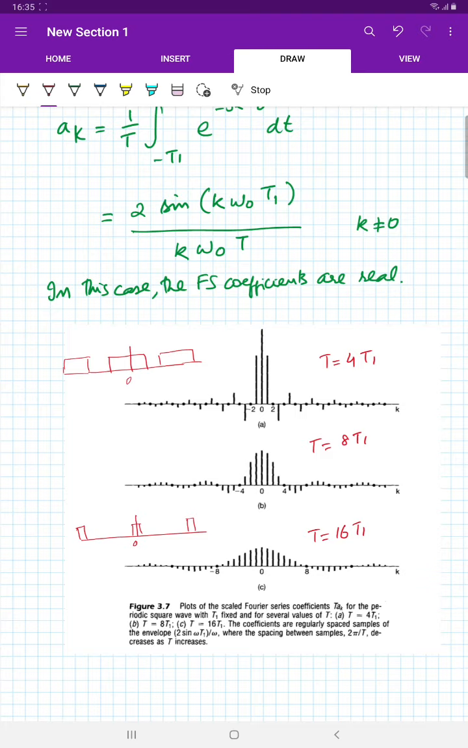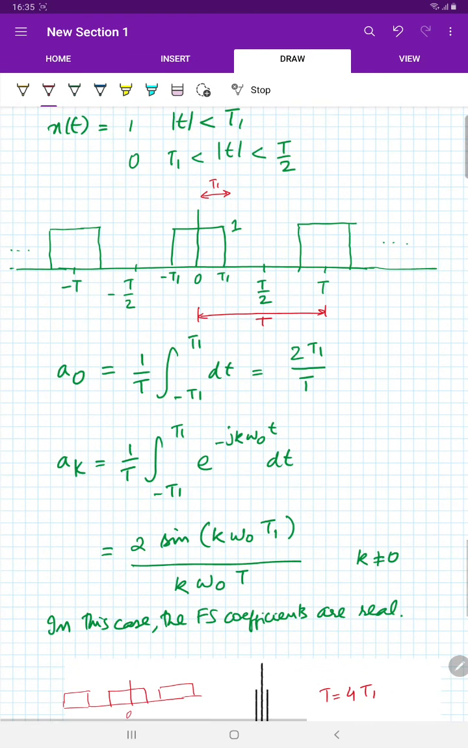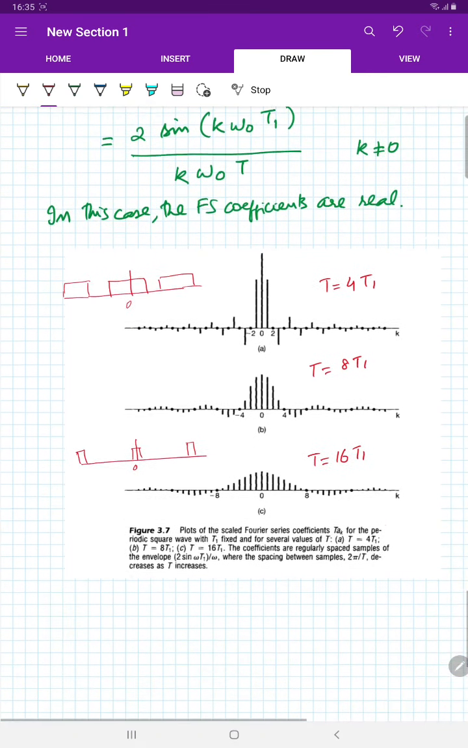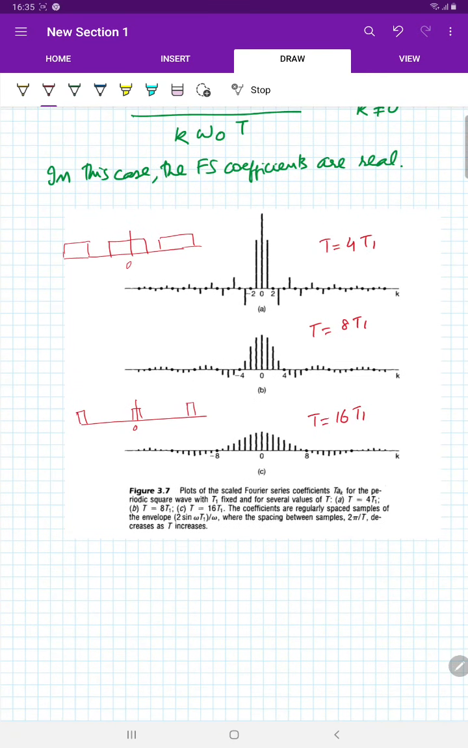This figure is again from the textbook. They have shown it for various cases as the ratio between T1 and T varies. So when T is equal to 4 T1, let's say, T1 is 1/4 the width of the total period T. You get a spectrum like this, which is the plot of the Fourier series coefficients. You can see that they are slowly decaying. It is not really 0.